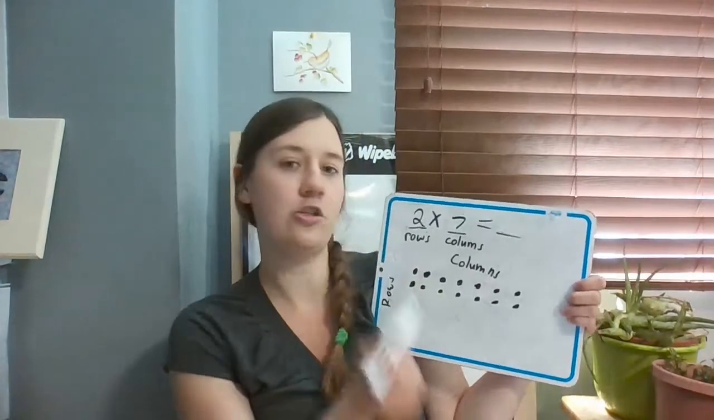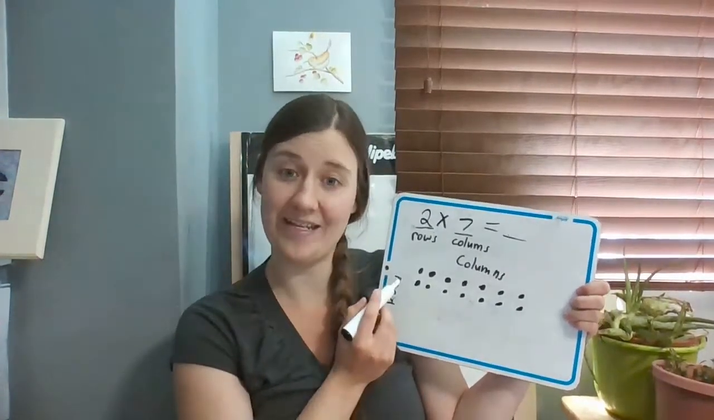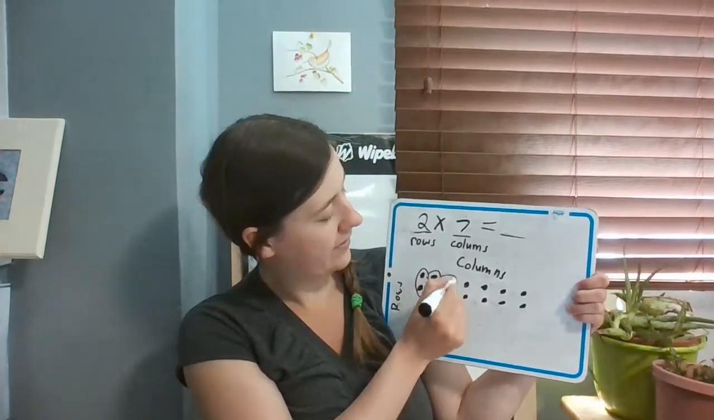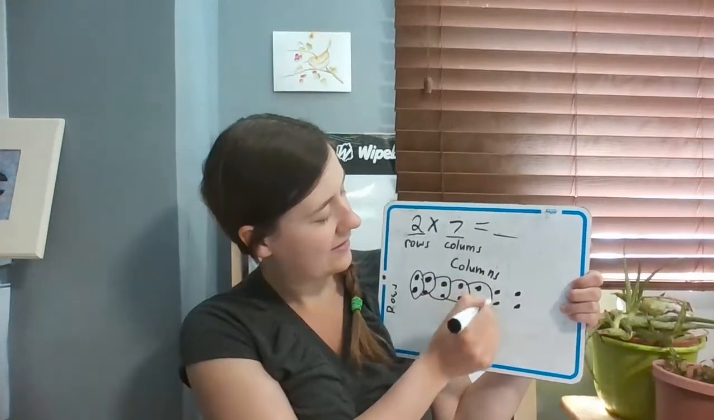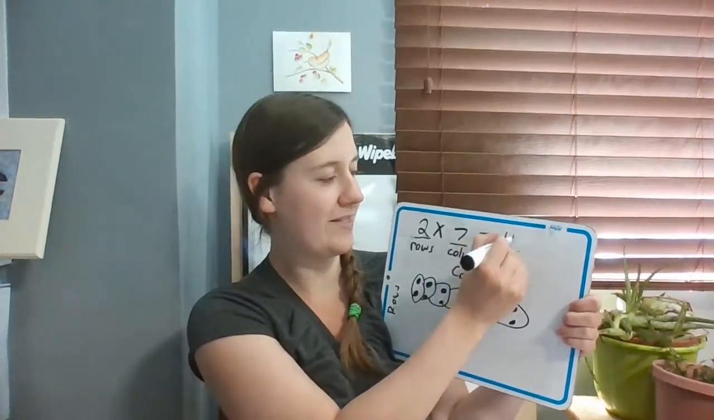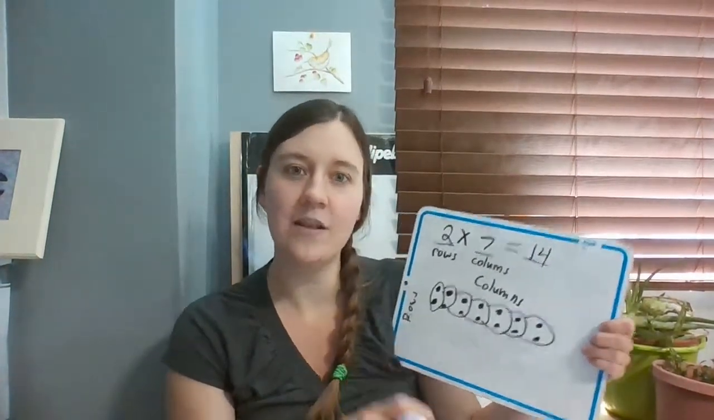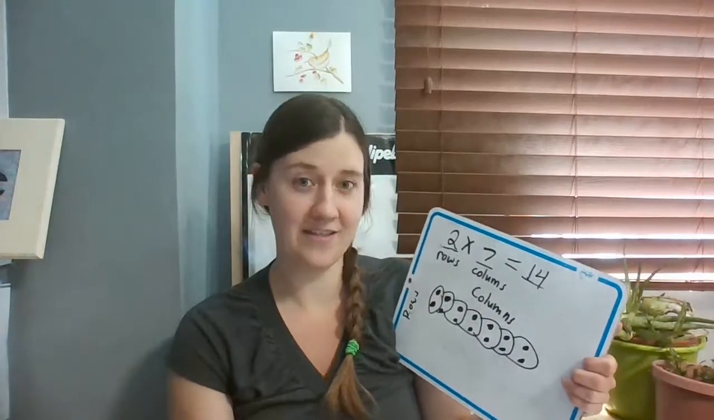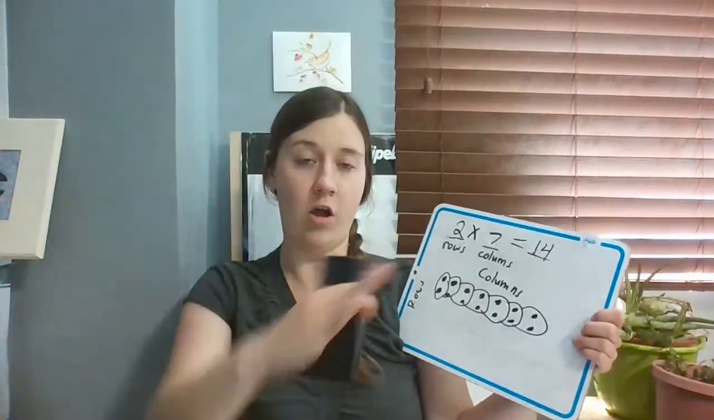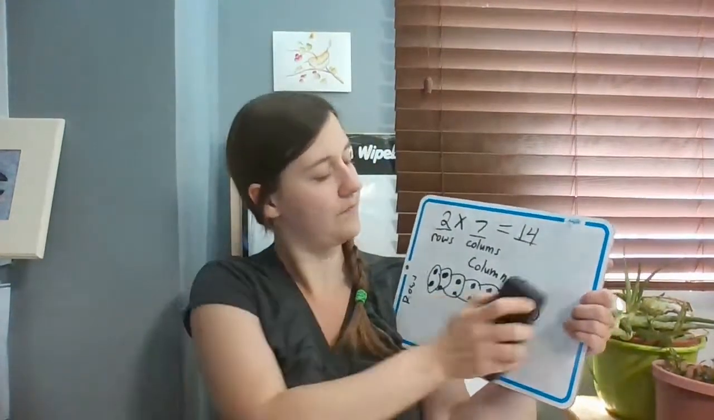So since this is a times 2, we can also use skip counting and arrays to help us. So we have 2, 4, 6, 8, 10, 12, 14. 2 times 7 is 14. Look how easy that was when we used an array to help us. Just like dots, but they're organized dots. They're in their columns and they're in their rows.